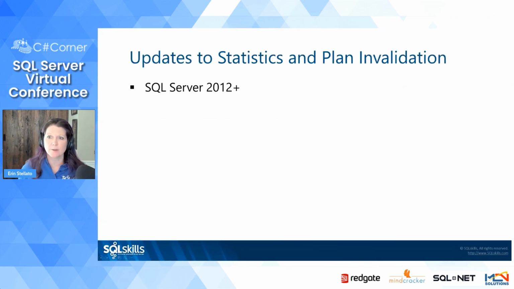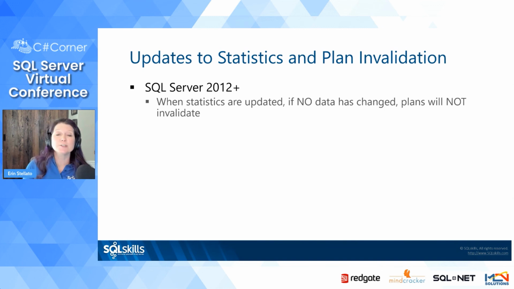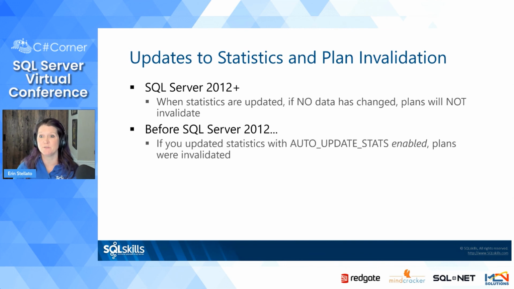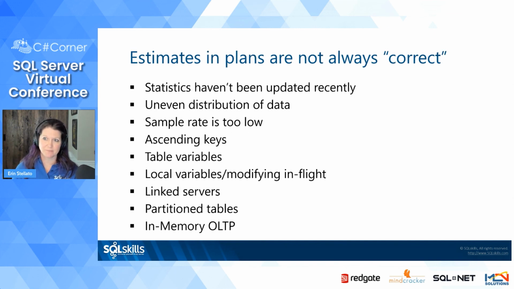So this is something that catches a lot of people out. And I have a note in here about it. So in SQL Server 2012 and higher, which I'm hoping a lot of you are on, right? When stats are updated, if no data's changed, the plans aren't going to be invalidated. So you won't get recompiles. Prior to that, the behavior was a little bit different. If you updated stats and you had auto update enabled, the plans were invalidated. But if you had auto update off for some reason, then the plans weren't invalidated.